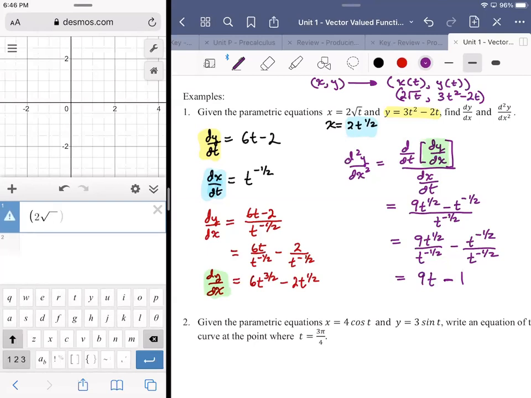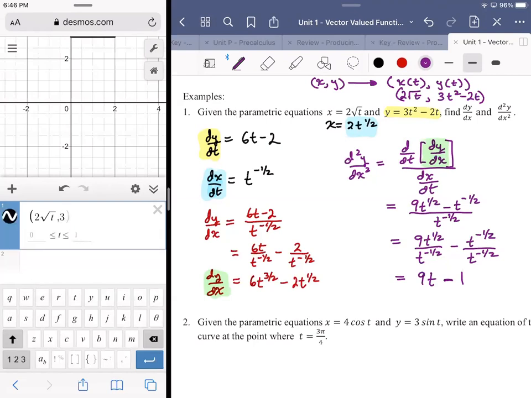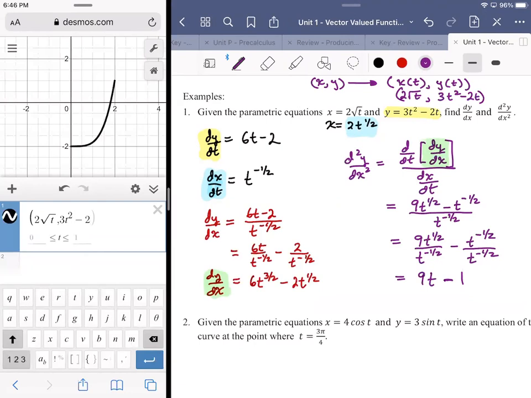So I'm going to type in 2 rad t, comma, 3t squared minus 2t. And I'm going to reinforce that idea throughout the semester by repeatedly telling you all the different ways in which Desmos does something better than the TI calculator ever would.